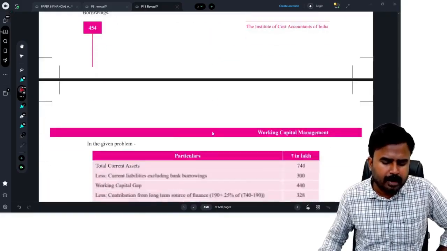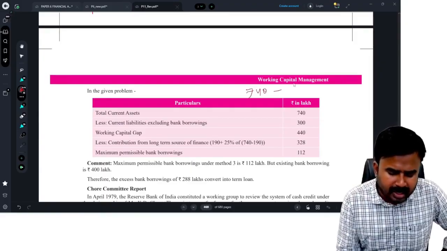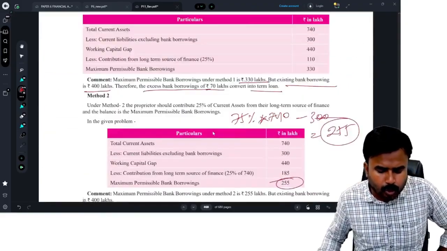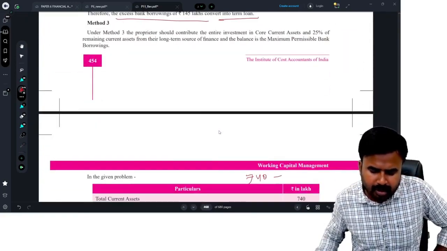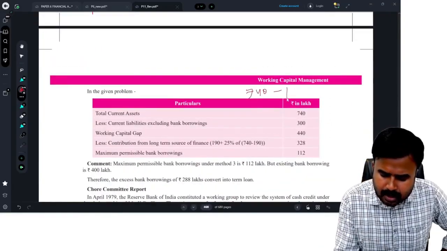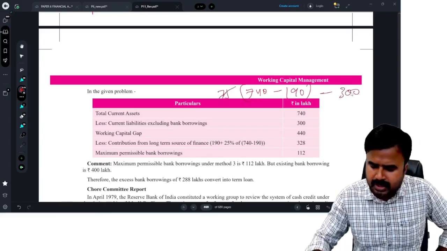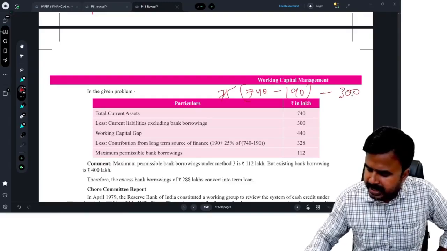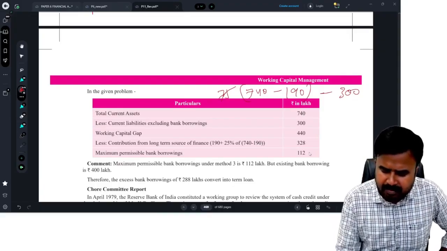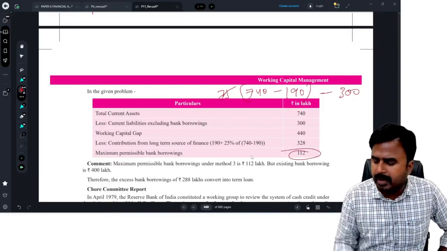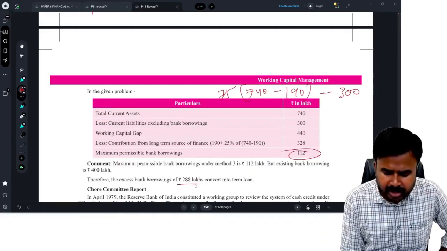The same logic. Okay. Under method 3, what is the formula? Current assets minus core current assets. 740 minus core current assets. Just look at the number. The core current assets are 190 lakhs. So the formula will be 740 minus 190. This is my current assets minus core current assets into 75% minus current liabilities 300 lakhs. So simply 740 minus 190 into 75% minus 300. I got 112.5. They have taken approximately 112. That is the maximum permissible bank finance. Already there is an existing loan of 400 lakhs. So 288 lakhs should be converted into a term loan.